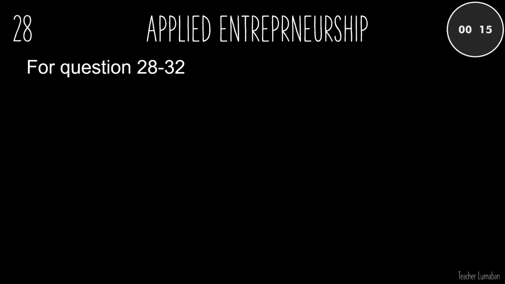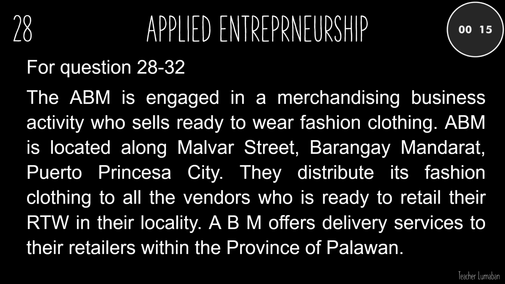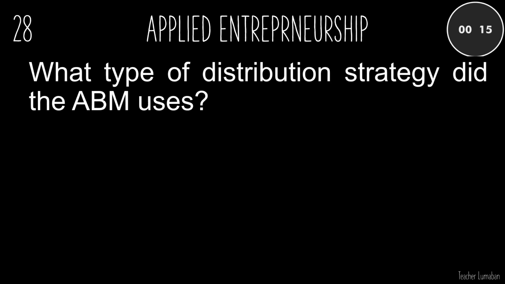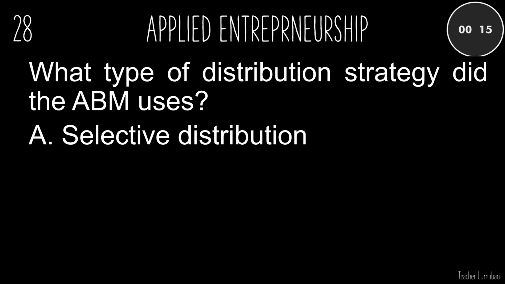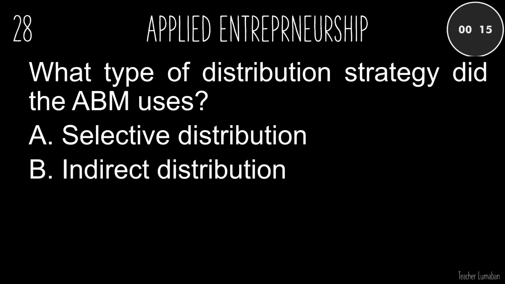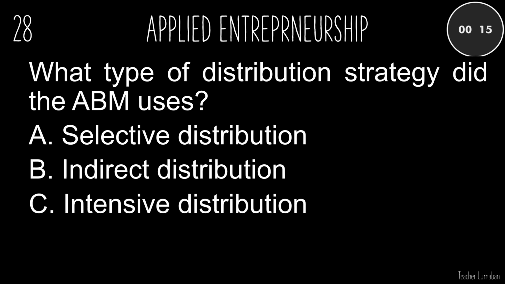For question 28 to 32. The ABM is engaged in a merchandising business activity who sells ready-to-wear fashion clothing. ABM is located along Malvar Street, Baranahi Mandara, Porto Princesa City. They distribute its fashion clothing to all the vendors who is ready to retail their RTW in their locality. ABM offers delivery services to their retailers within the province of Palawan. What type of distribution strategy did the ABM use? A. Selective distribution. B. Indirect distribution. C. Intensive distribution. D. Exclusive distributor.